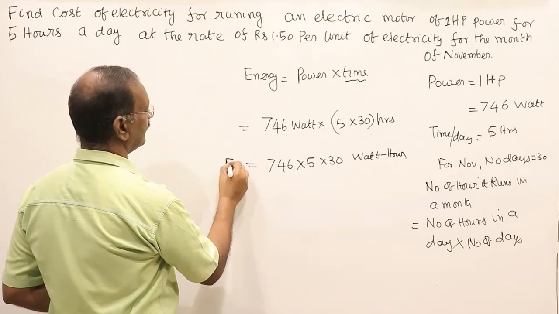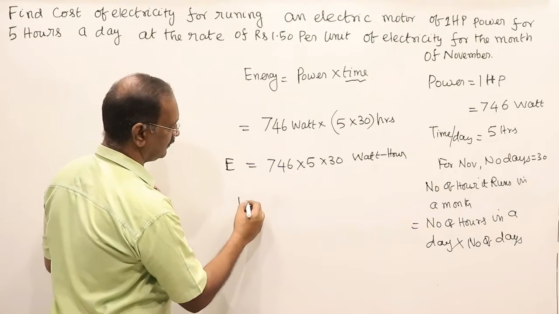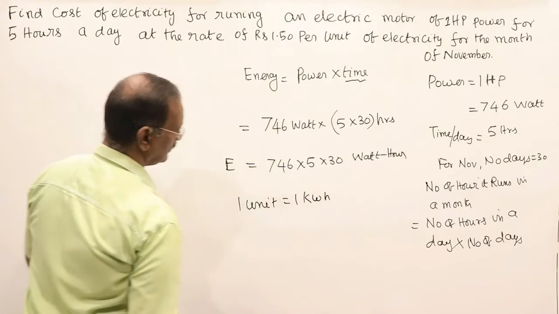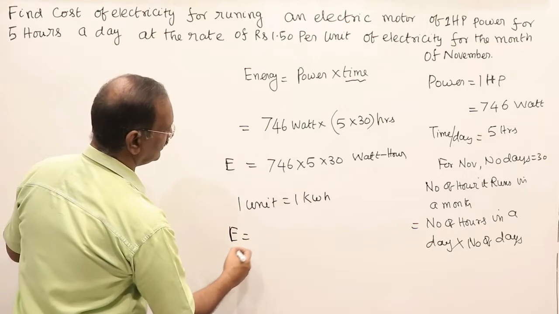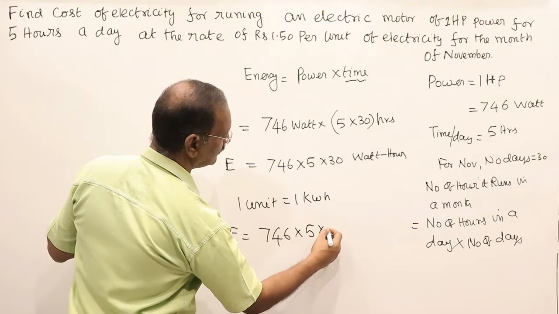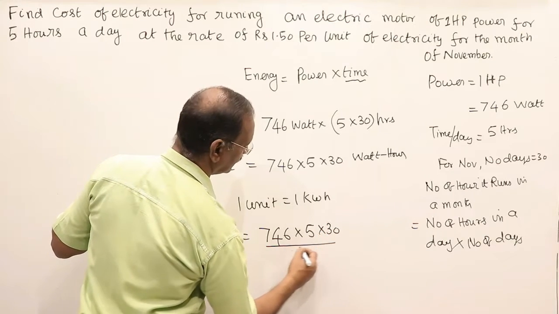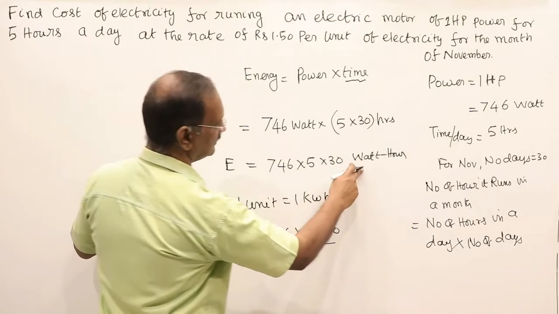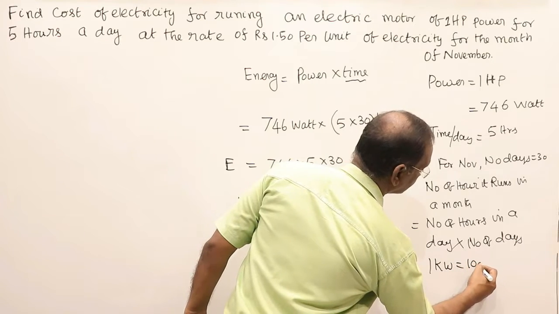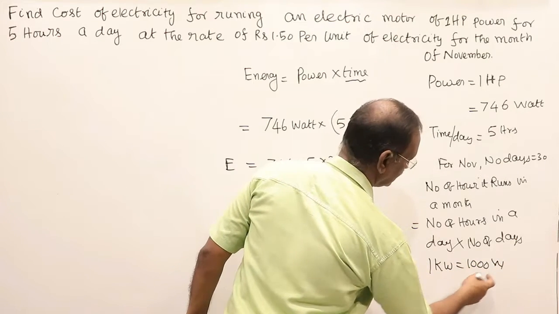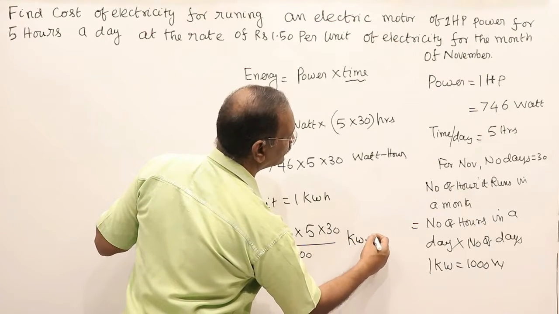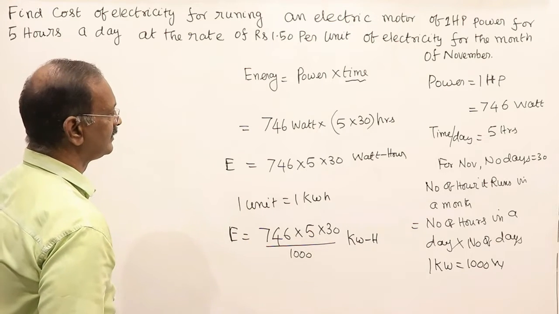Since energy consumed should be in units, what is 1 unit? 1 unit is equal to 1 kilowatt hour. So energy consumed by the motor is equal to 746 into 5 into 30 divided by 1000. If it is divided by 1000, watt becomes kilowatt, because 1 kilowatt is equal to 1000 watt, or 1 watt is equal to 1 by 1000 kilowatt. This becomes kilowatt hour, so energy consumed is this much.